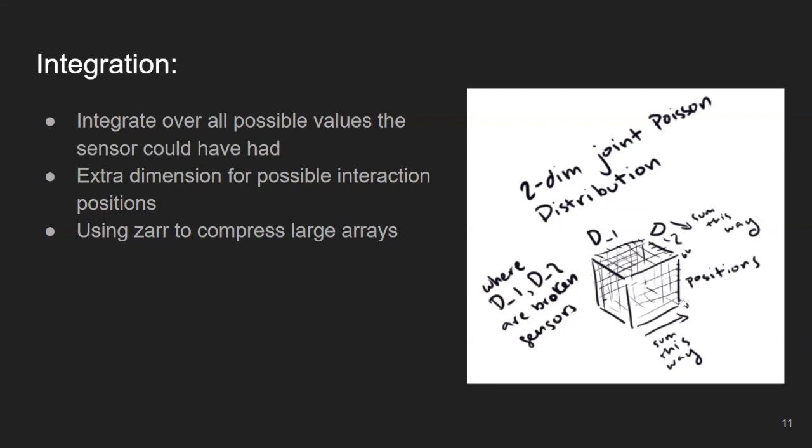So we have to use a Python package called Zarr, which allows you to compress large arrays in chunks and decompress the chunks you need to use, which is helpful. Because if more than 2 sensors are broken, I don't think I could even run the program without it. And so once we have that large array set up, we sum over all the broken sensor dimensions. For 2 broken sensors, it's 2, 1 for each broken sensor, and then this position.